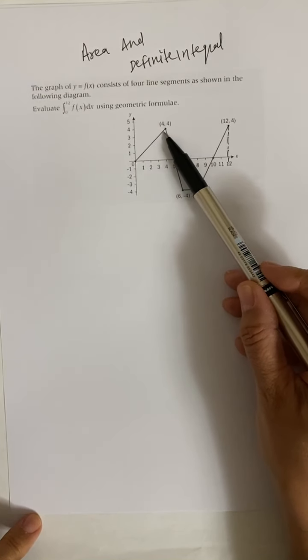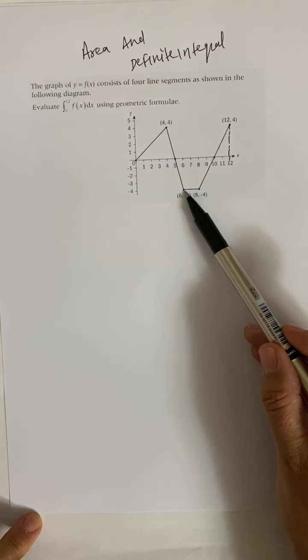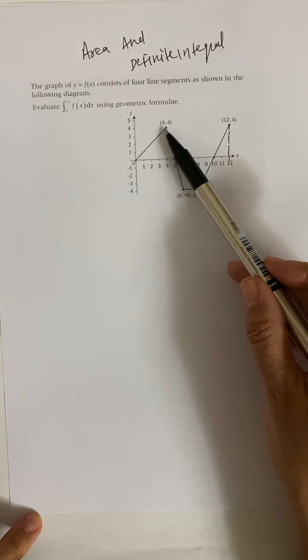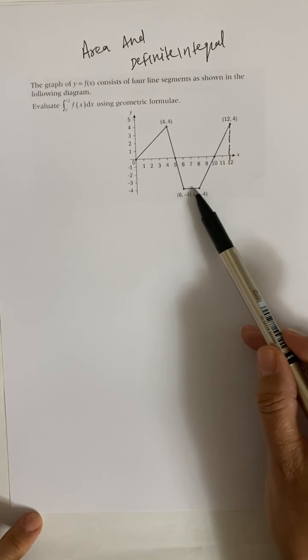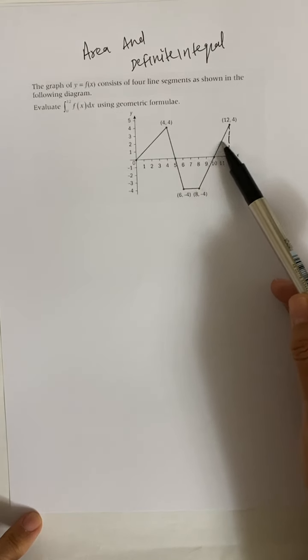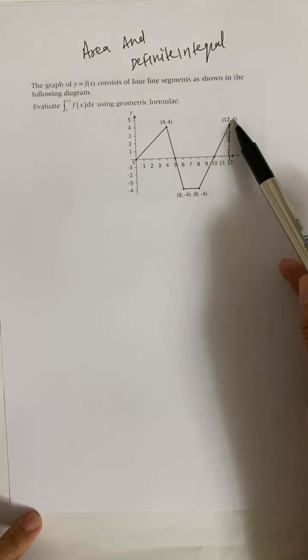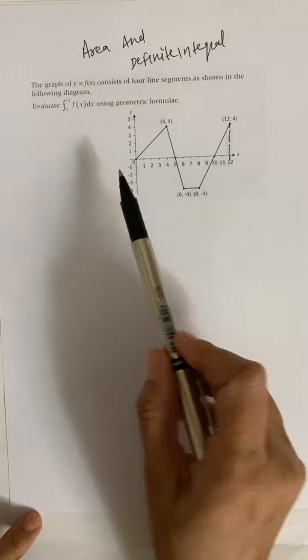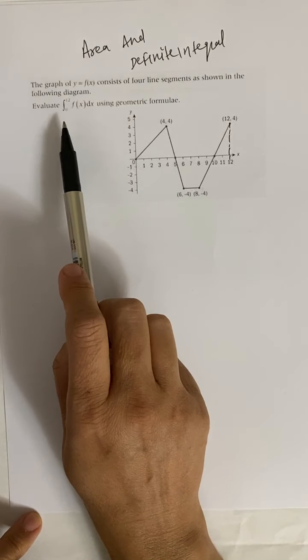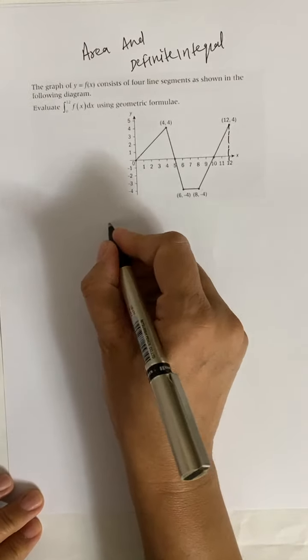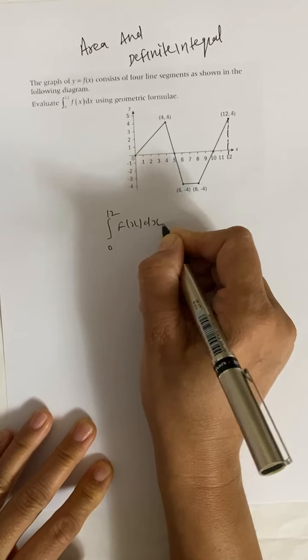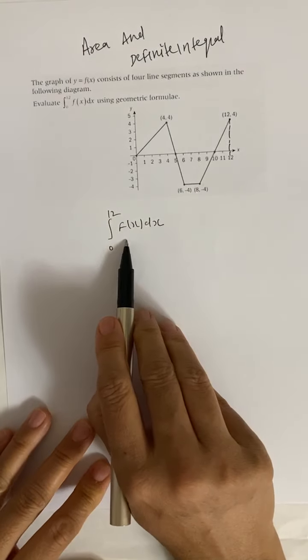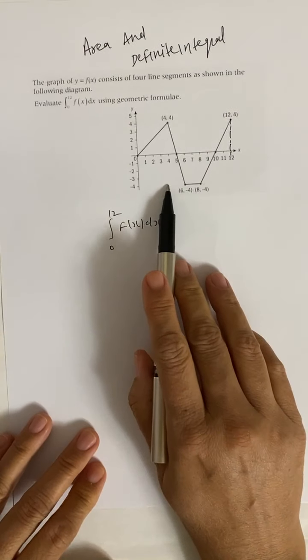The first goes from (0, 4), then another goes from (4, 4) to (6, -4), then another from (6, -4) to (8, -4), and then from (8, -4) to (12, 4), and then you have another line, which is x equals 12. Now what you need to do is find the integral from 0 to 12 of f of x dx using geometrical formulas, and you cannot use a calculator in this case because the function is not known.